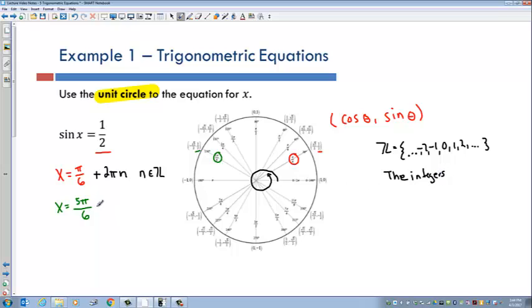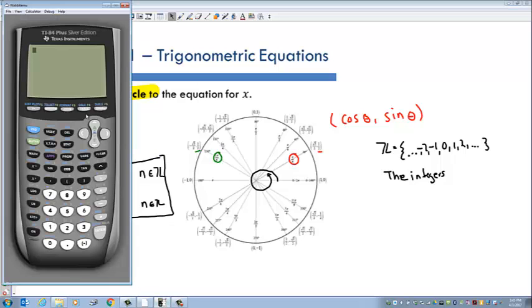And the same thing happens down here. You could add any multiple of 2 pi, and you wind right back up where you started, and n is an integer. So this is all of the possible solutions for x. And you can even check this.